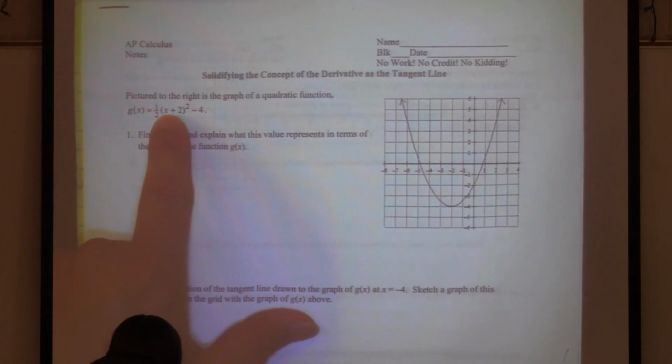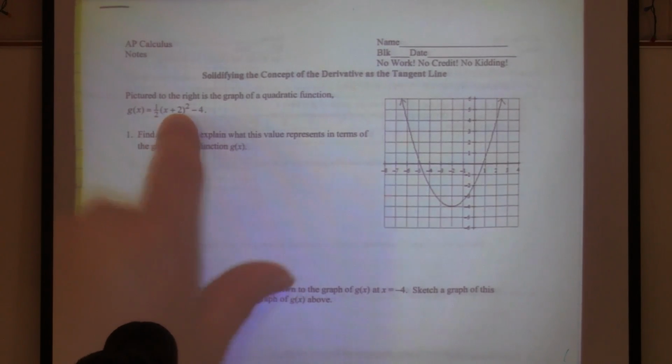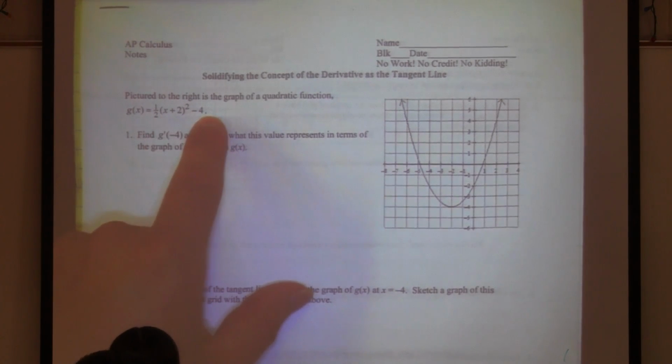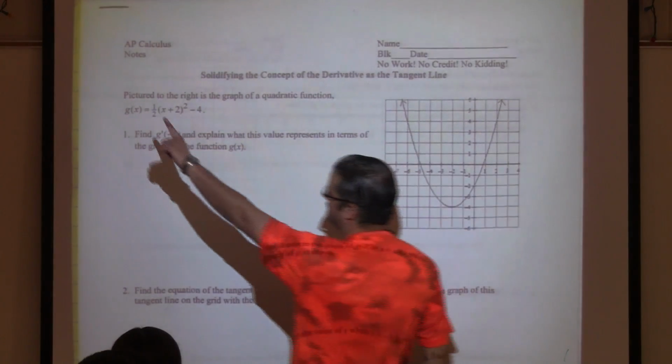The -2, because it's the horizontal movement, right? And it's always in the opposite direction. And then this is the vertical shift, right? -4, so 4. Cool? What did the 1/2 tell us about the parabola?